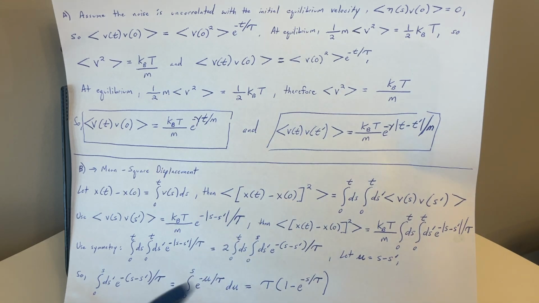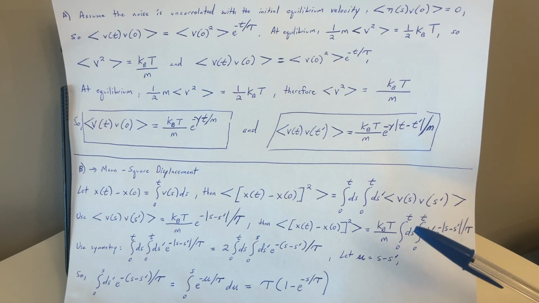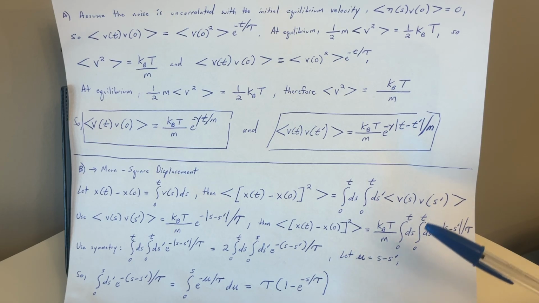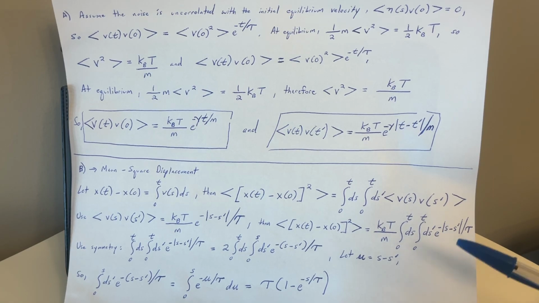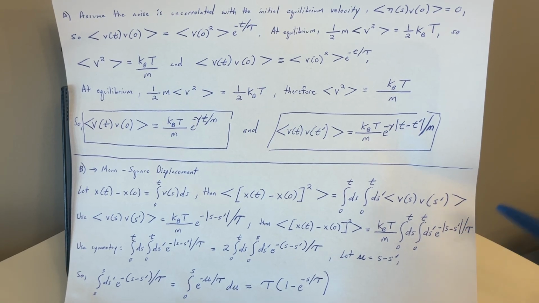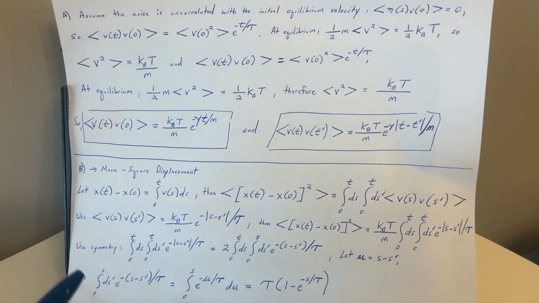So then the expectation value of the quantity x of t minus x of 0 squared equals k sub B T over m times the integral from 0 to t ds, 0 to t ds prime, e to the negative absolute value of s minus s prime, divided by tau. From there, if we utilize symmetry, the integral 0 to t ds, 0 to t ds prime of e to the negative absolute value of s minus s prime over tau equals 2 times the integral 0 to t ds, 0 to s ds prime, e to the negative quantity s minus s prime over tau.